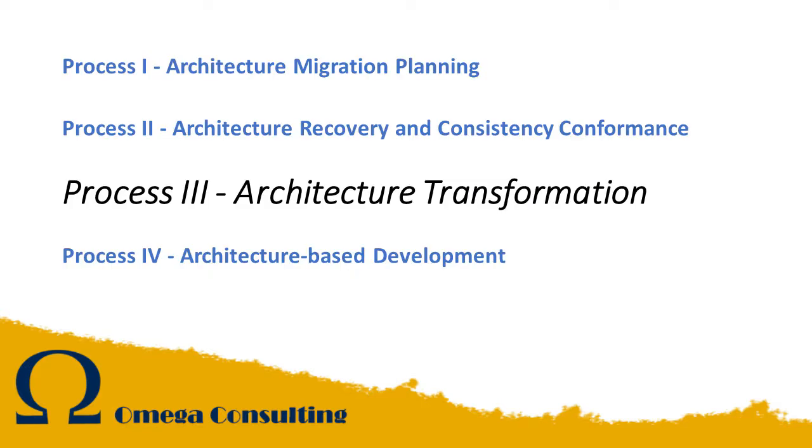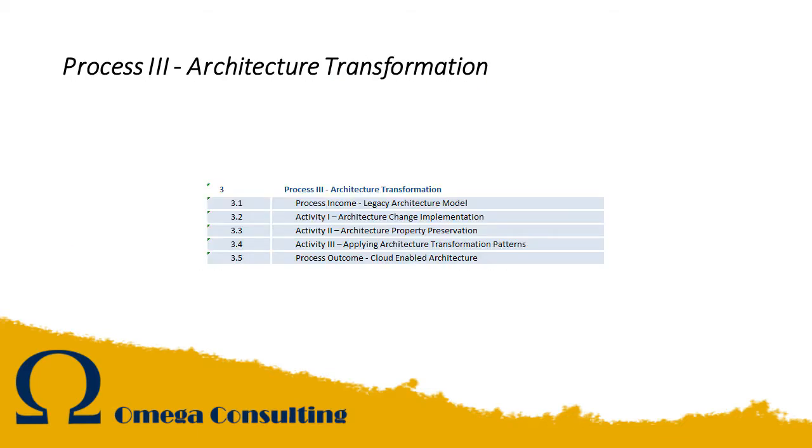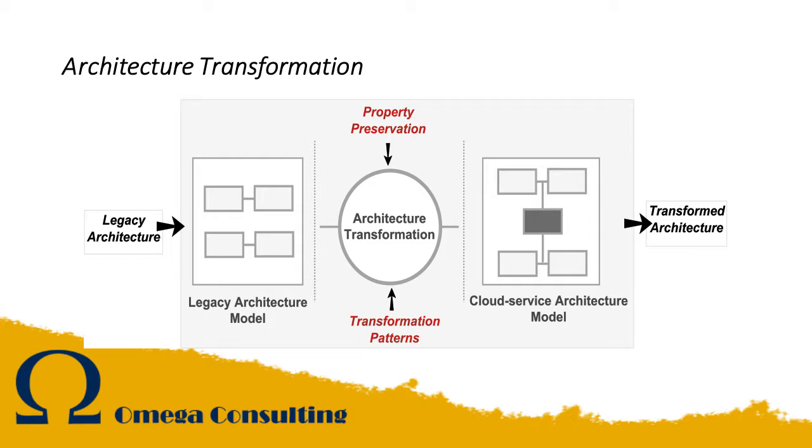Process 3 is the architecture transformation. So our input is the legacy architecture from process 2. We then take the architectural model and transform it using the patterns that we find into the cloud service architecture model. And then our output is a transformed architecture that we can then use to generate our architectural source code.